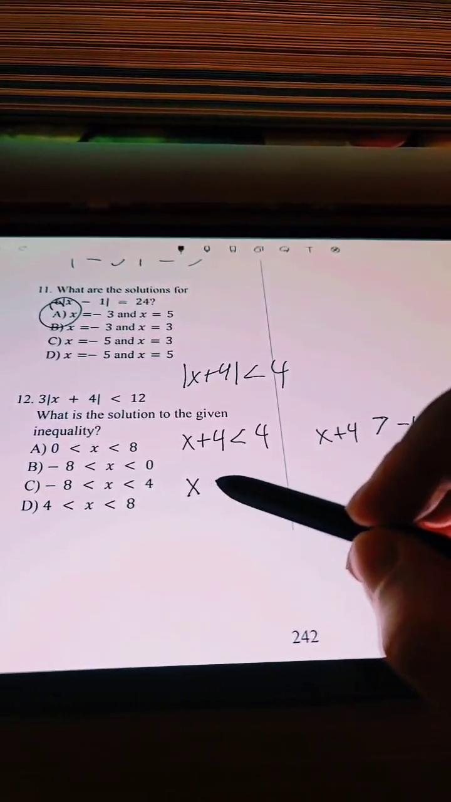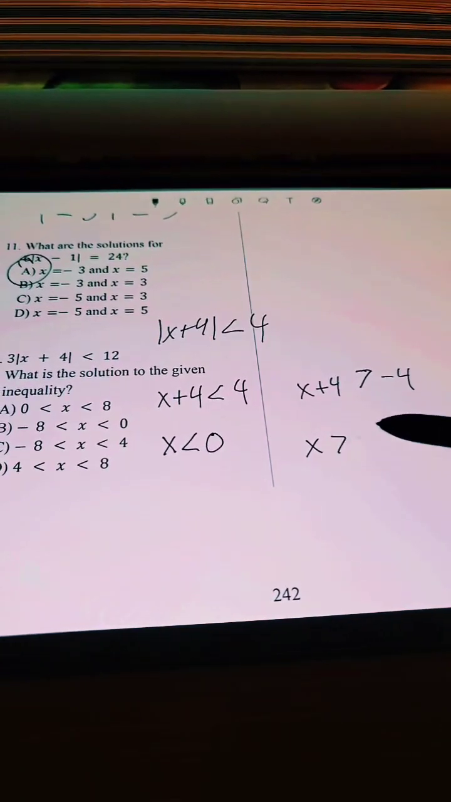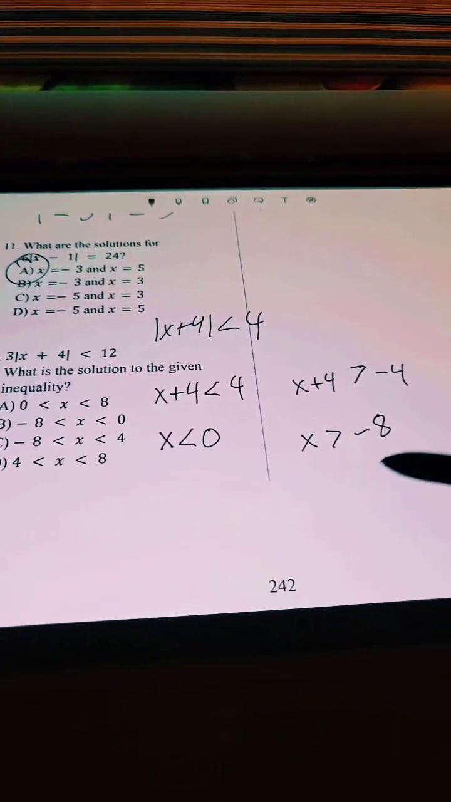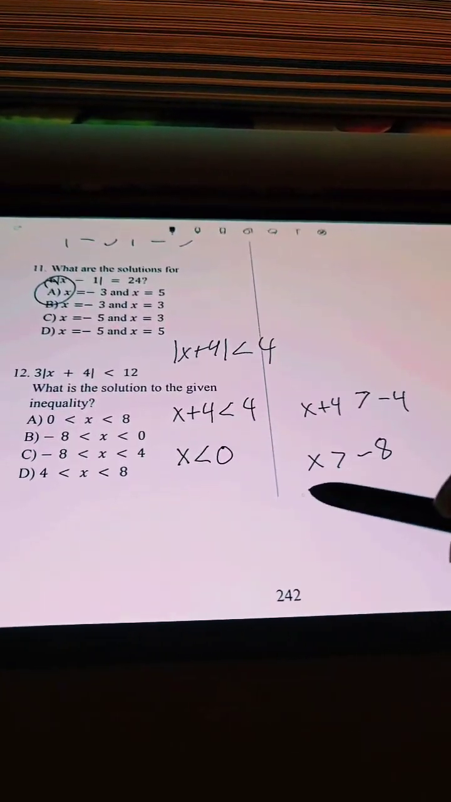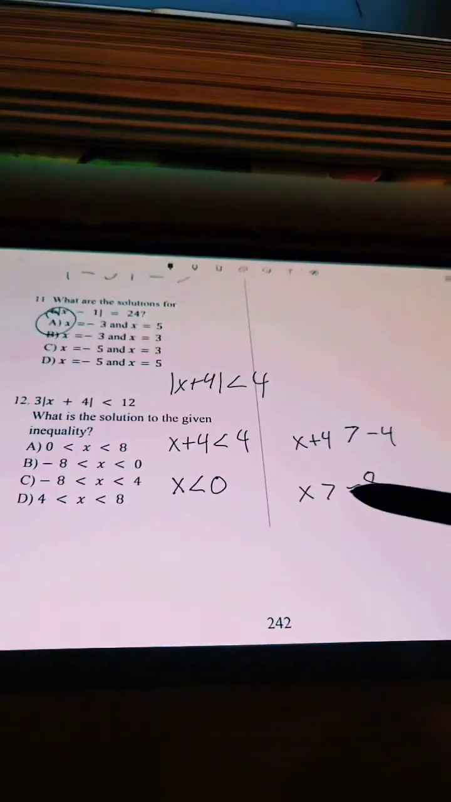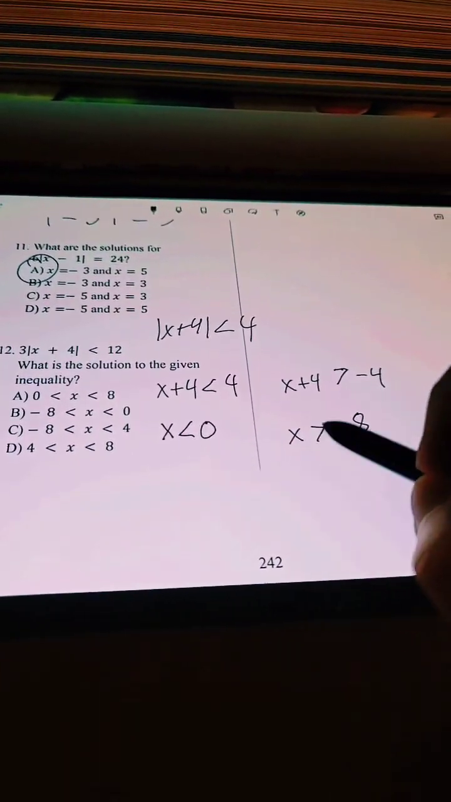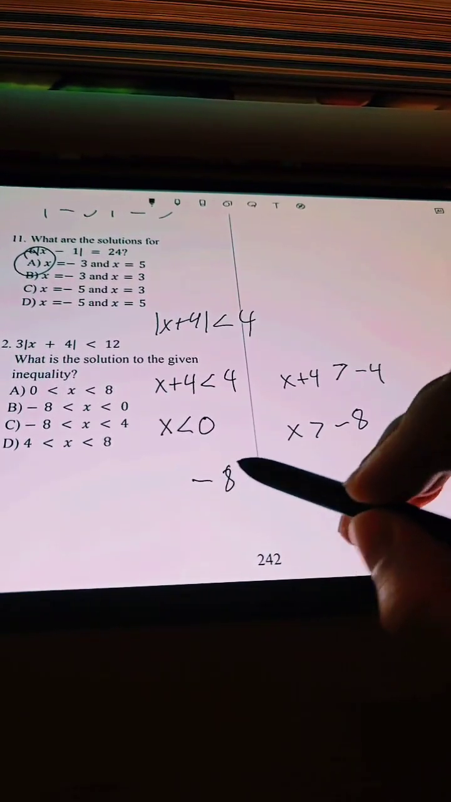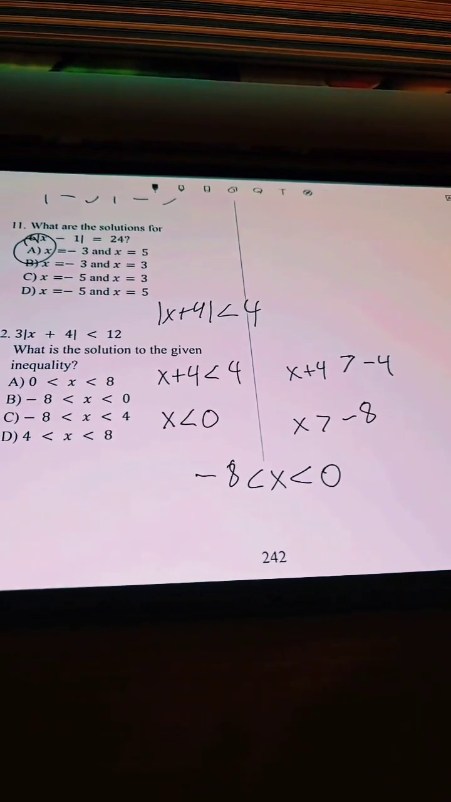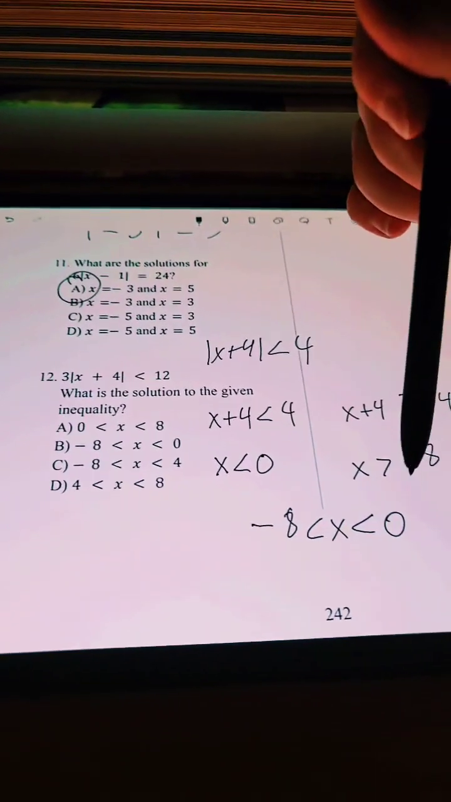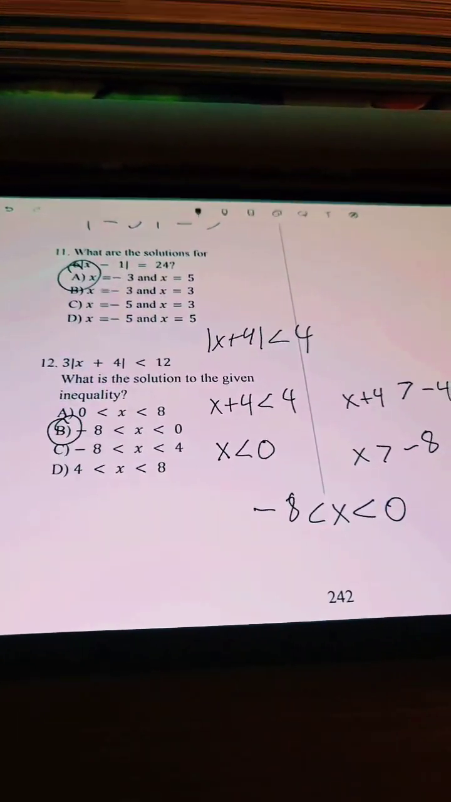I'm going to subtract 4 from each side. That's going to give me x is less than 0. I'm going to subtract 4 from each side here, and that's going to be x is greater than negative 8. So if I put these together into an inequality, I think inequality statement is how you say that, but vocabulary always gets me. So x has to be basically greater than negative 8 or less than 0 when you put that all together. So that would just be B.